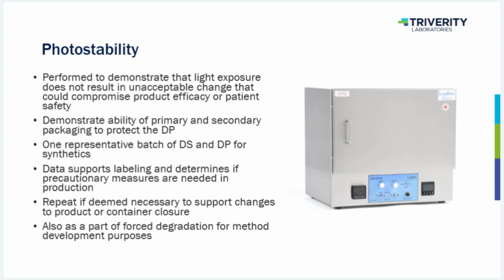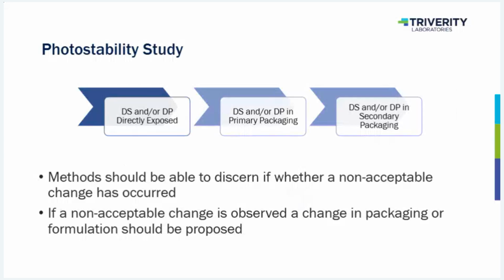while it's being manufactured. You might need to repeat photostability if you have changes in packaging, if it's not a like-for-like change, if you've already demonstrated that your packaging works. But it's also a big part of forced degradation for method development. We look at light degradation.